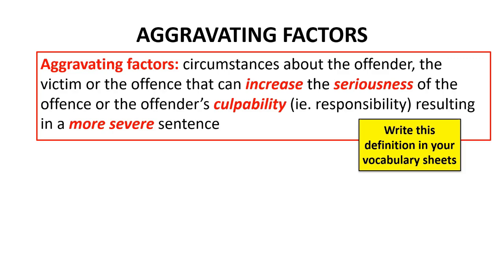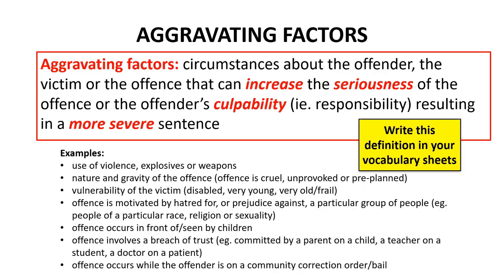There are a number of circumstances that may be aggravating factors, and I've set out some examples of these below. It will be an aggravating factor if the offender uses violence, explosives, or weapons in the course of committing the offence. For example, as where the offender uses a gun to rob a bank.